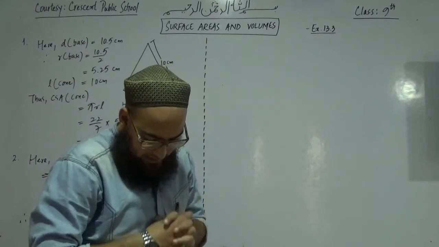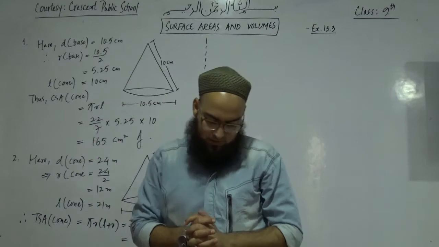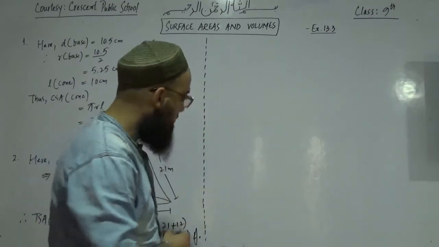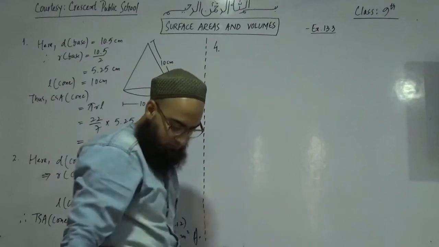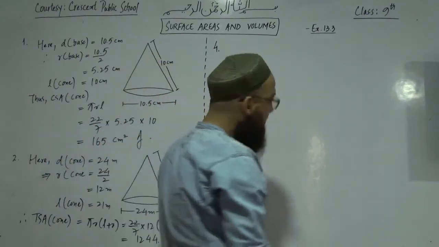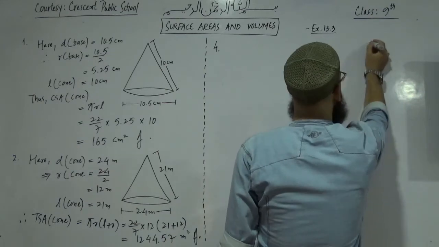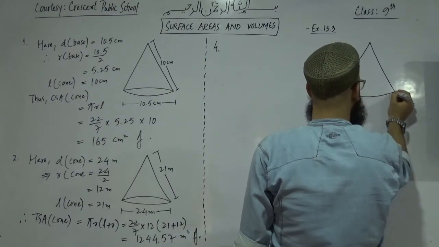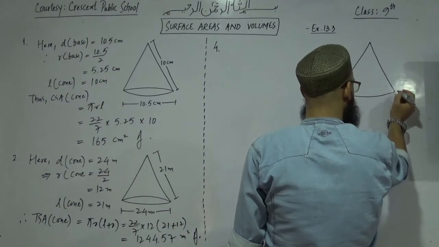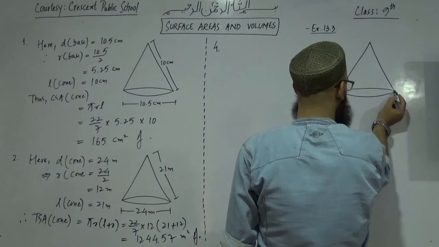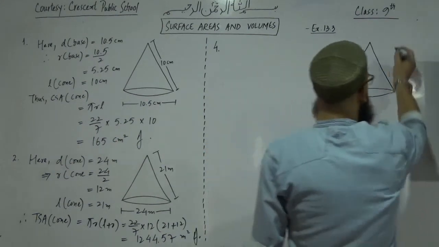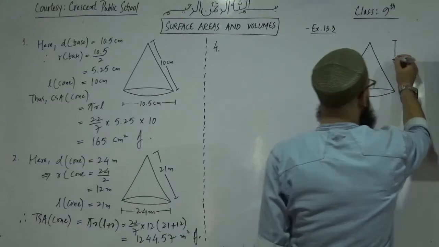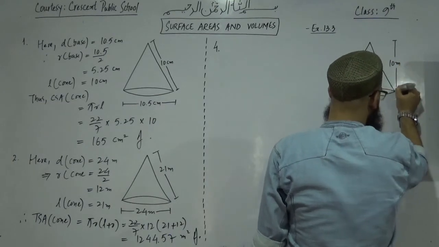Now, question number 4. A conical tent is 10 meter high and the radius of its base is 24 meter. Find the slant height of the tent. Now, let me show you question number 4. The conical tent is 10 meter high. So you have a conical tent just like this, and its height is 10 meter.